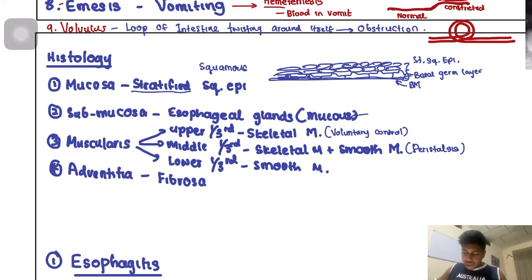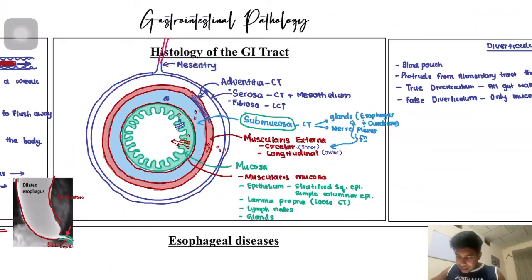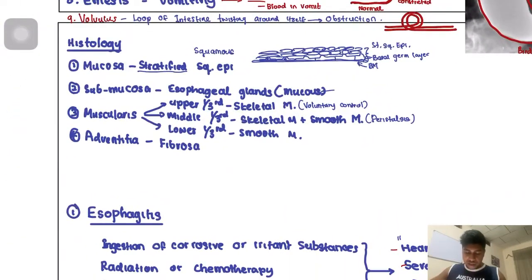Then we have the submucosa, which contains esophageal glands. So two locations have esophageal glands. One is in the esophagus. We'll see the next one.